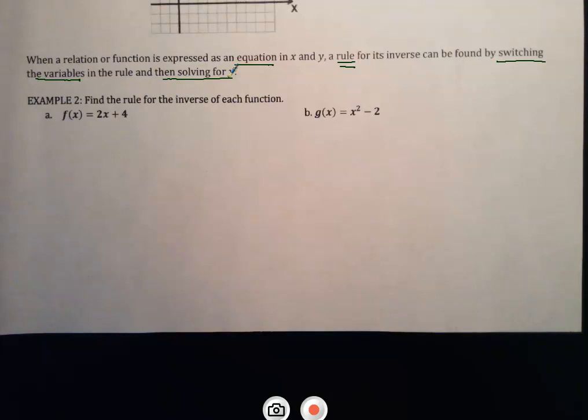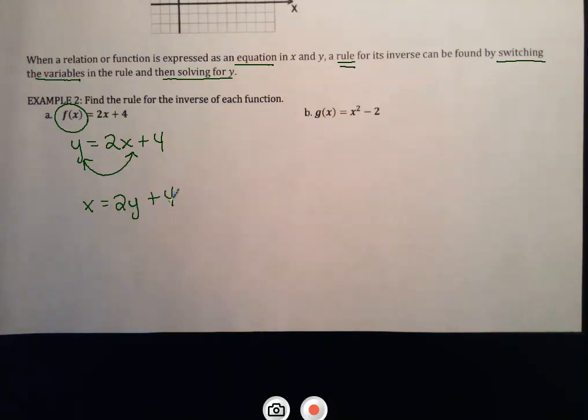So here's the deal, we've got to remember, what is f of x? It's the same thing as y. So y equals 2x plus 4. This says I need to do what with my variables to find the inverse? I need to swap them. So x is going to equal 2y plus 4.